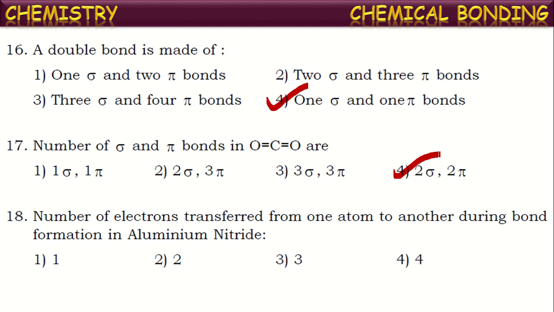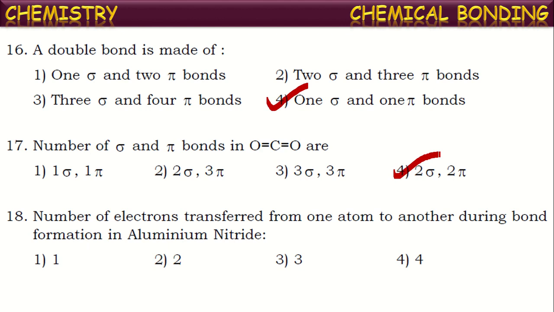Next, number of electrons transferred from one atom to another atom during bond formation in aluminum nitride. So how many electrons are transferred from aluminum to nitrogen in the formation of aluminum nitride? To understand this, we have to know the electronic configuration of these atoms. We know the atomic number of aluminum is 13 and its configuration is 2, 8, 3. So aluminum has 3 electrons in its valence shell. It will be ready to lose those 3 electrons by the bond formation, hence attains octet configuration.